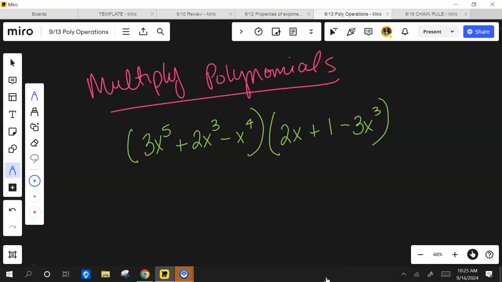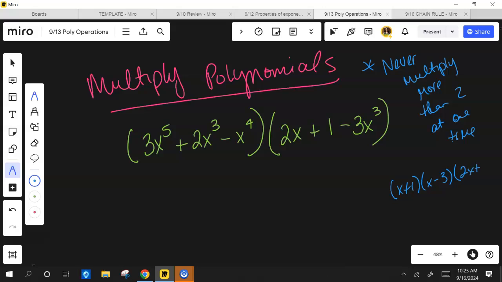I start with the first term in the first polynomial, and here's the only thing that I will tell you as you do this. Never multiply more than 2 at a time. If you've got 3 polynomials, you'll need to multiply the 2, simplify it, and then multiply it to the third. Like if I had x plus 1 times x minus 3 times 2x plus 7, I couldn't do this. I would have to do just 2 of them first, get an answer, and then multiply that to this one. Make sure you have that in your notes.